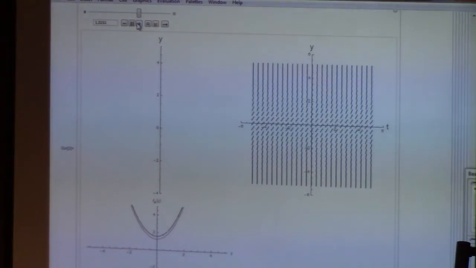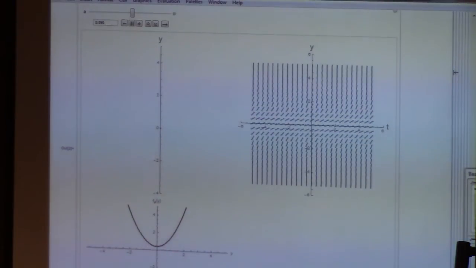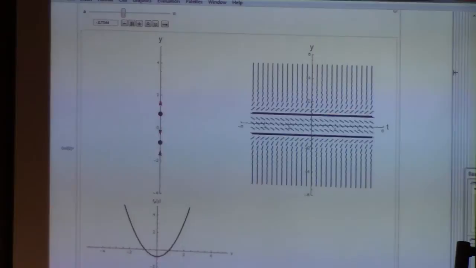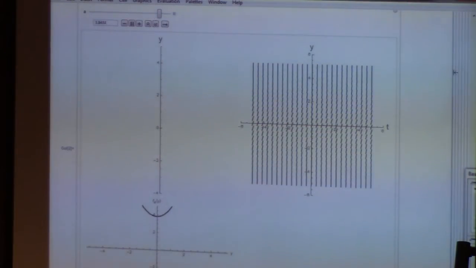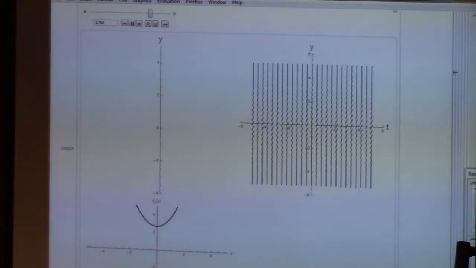We're seeing the phase lines change as A changes. We're considering infinitely many differential equations all at once. We're focused on the qualitative features, the nature of the phase line, rather than the detailed quantitative features like formulas. We're not worried about formulas.